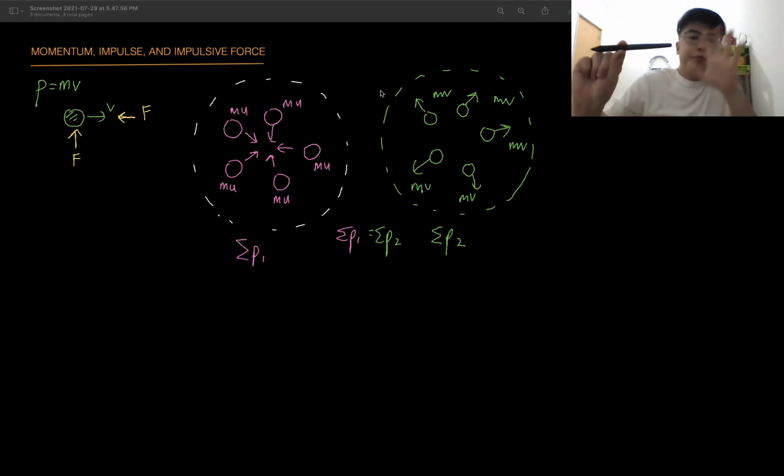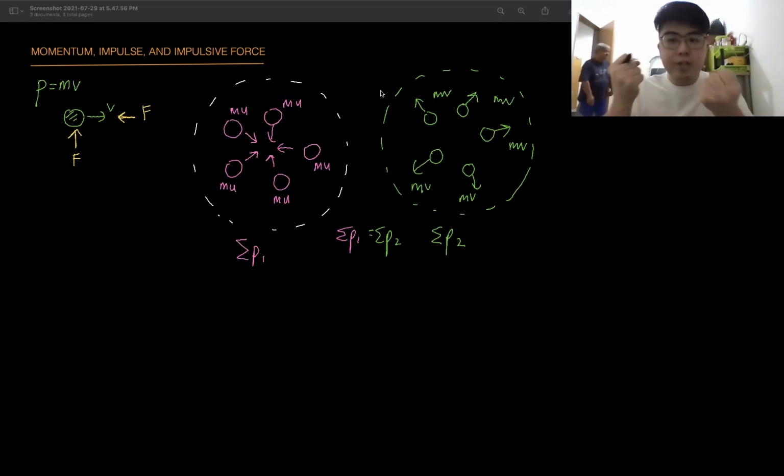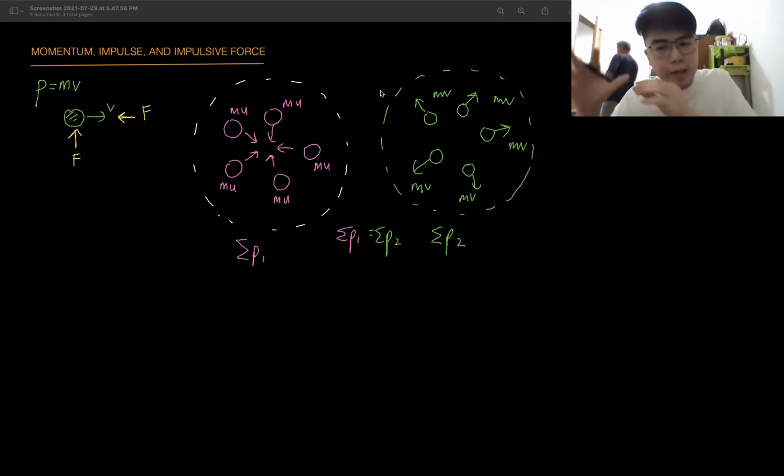Suddenly, from outside, I come into the system and try to stop the object. I apply a force and bring the object to a stop. What have I changed? I have changed the velocity of the object, and thus I have changed the momentum of the object. With the force that I apply, I can change the momentum of any object. So force is defined as an agent that can change the momentum of an object.